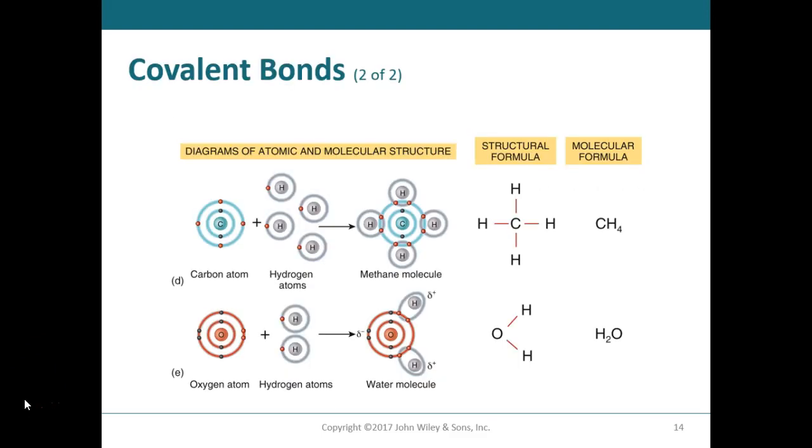A covalent bond forms when two or more atoms share electrons rather than gaining or losing them. Atoms form covalently bonded molecules by sometimes sharing 1, 2, or 3 pairs of valence electrons.